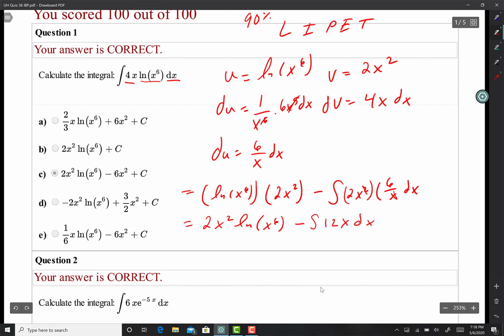So now we're going to do the antiderivative finally. This says 2x squared ln of x to the 6 minus, add 1 and divide by 2, so that's going to be 6x squared, plus c. And there it is.